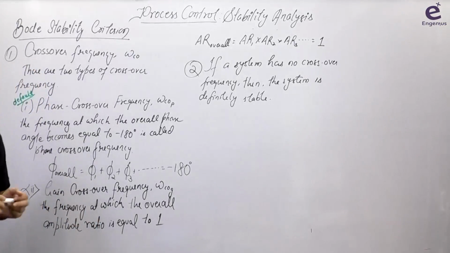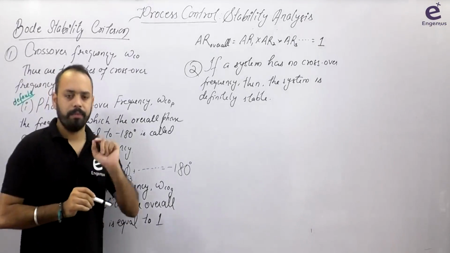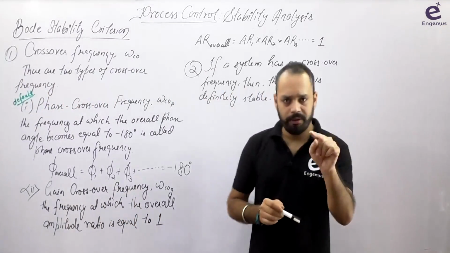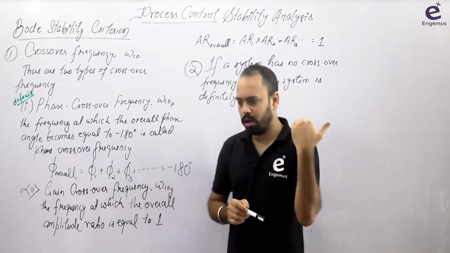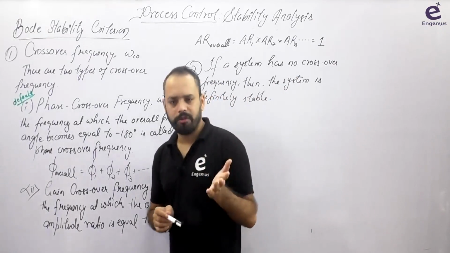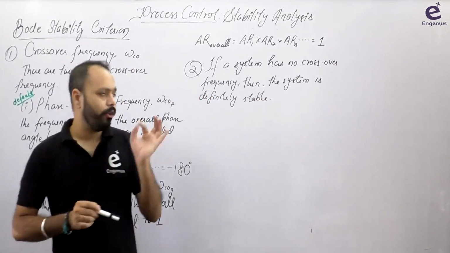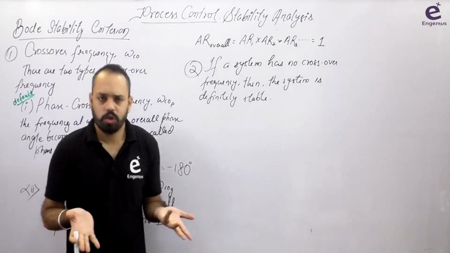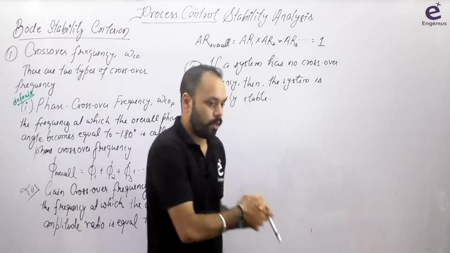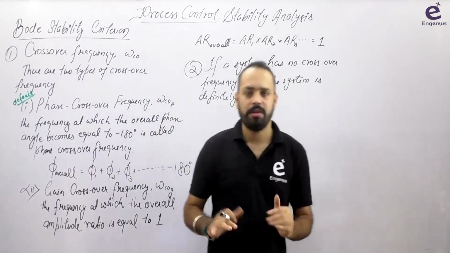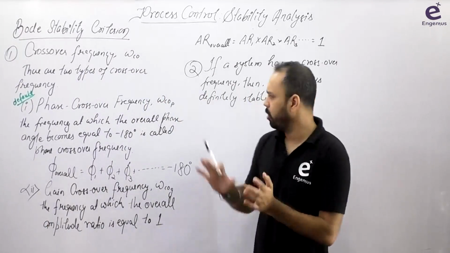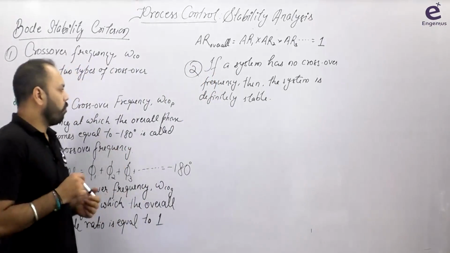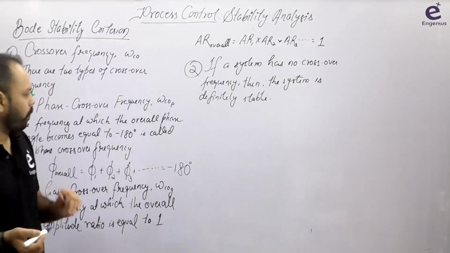The answer is no. See, when we discussed the Routh stability criteria, before making the Routh table, there was one check. What was that check? You write the characteristic equation and make the first term positive. After that, even if one coefficient is negative, the system is definitely unstable. There was no need to make the Routh table. But if all the coefficients are positive, then we'll have to check by making the Routh table. Similarly, here also I'm having some criteria: if the system has no crossover frequency, then the system is definitely stable.